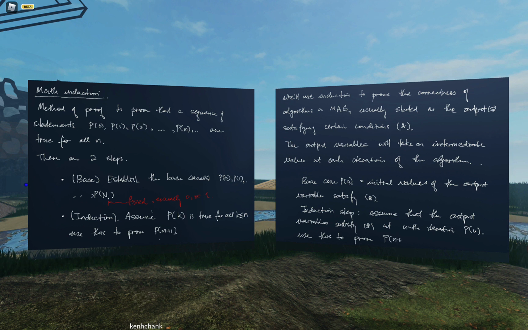Pn plus 1 also satisfy star. So yeah, this is usually an algebraic step, right? You take the formulas that you get for the n step, and then you do some algebraic manipulation with them, and then you get the next step. So, got a question here.